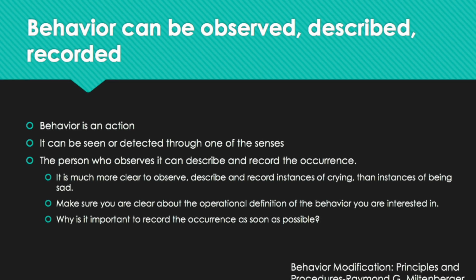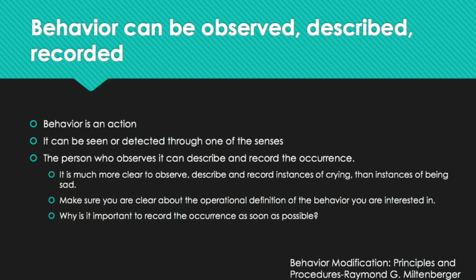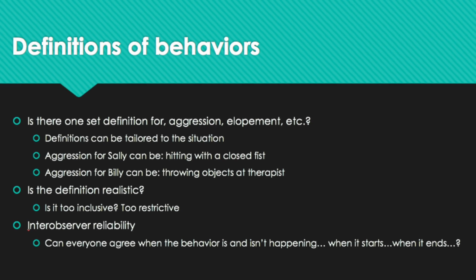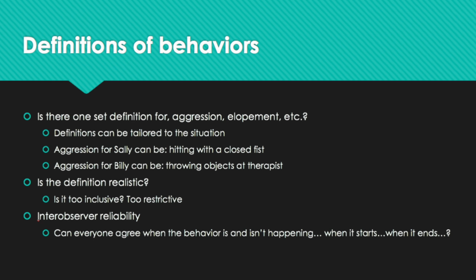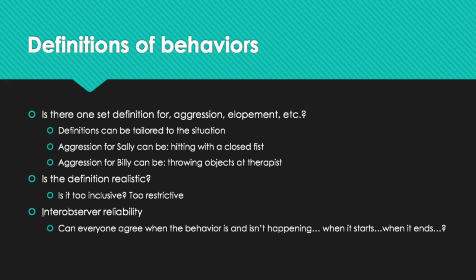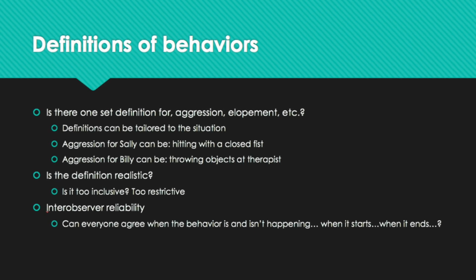We want to be talking about these behaviors with verbs, not adjectives. So you want to have a clear operational definition. Is there one set definition for something like aggression or elopement? No, it really goes case by case, and it can be tailored to the situation. Aggression for Sally could be hitting with a closed fist, whereas aggression for Billy can be throwing objects at the therapist. So if I come into the situation and I believe aggression is hitting, right?